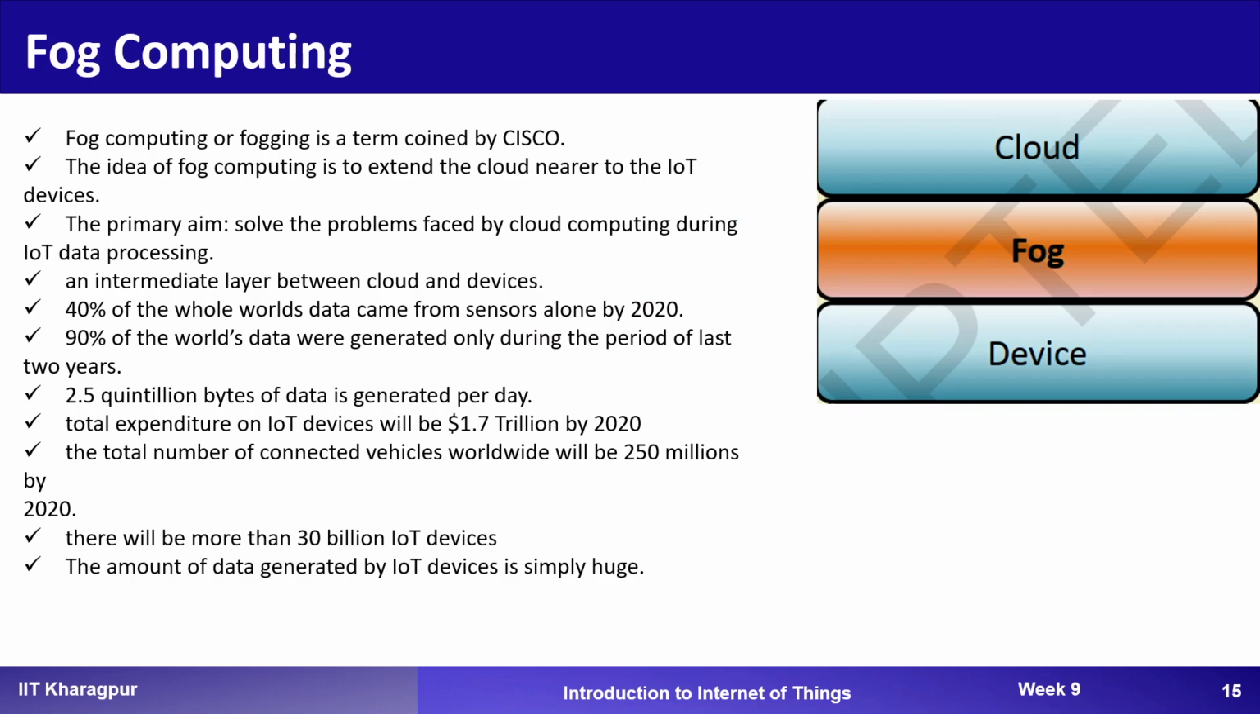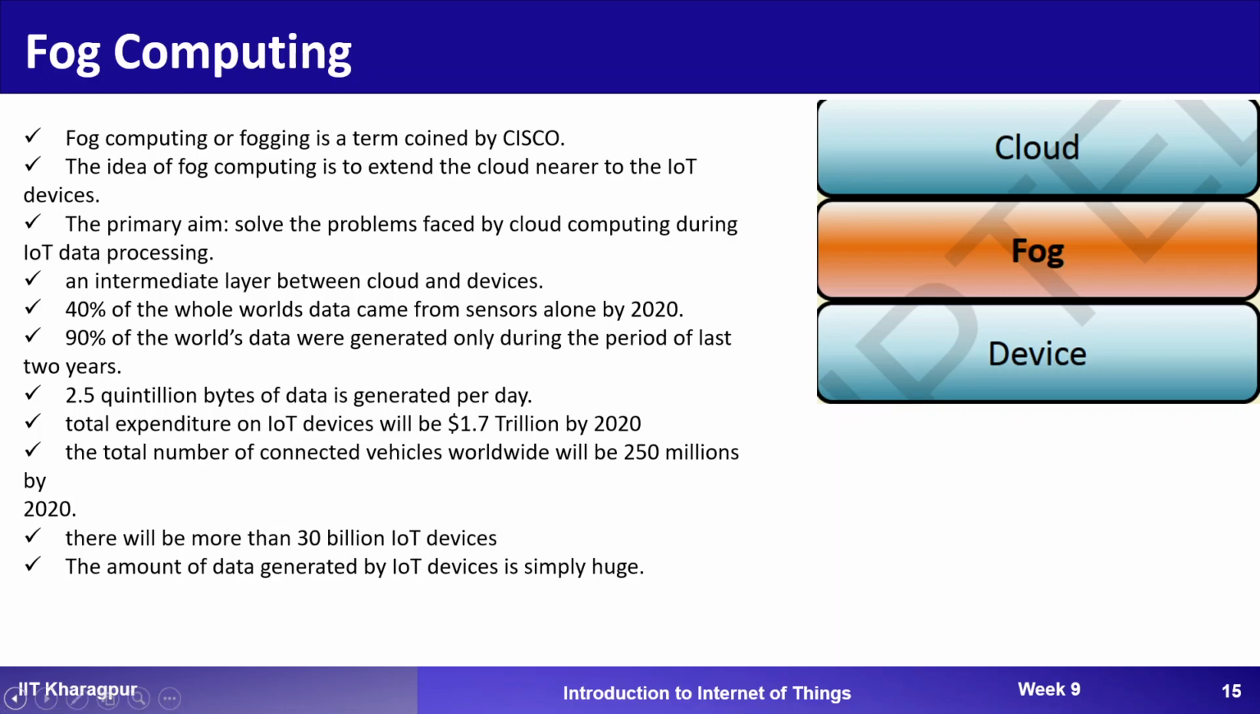Now the next topic is your fog computing. Fog computing, or fogging, is a term which was coined by Cisco. The idea of fog computing is to extend the cloud near to your IoT devices. It means to bring all the services provided by your cloud near to your end devices. The primary aim of fog computing is to solve the problems faced by cloud computing during the processing of your IoT data. Now, why do these problems occur during the processing of your IoT data?